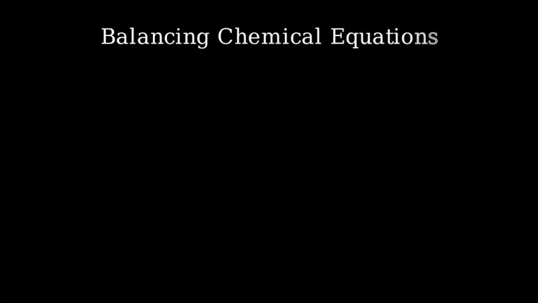This lesson on balancing chemical equations. Today, we'll learn how to balance the equation for the reaction between magnesium and oxygen gas to form magnesium oxide. Let's start by writing the unbalanced equation. We have magnesium plus oxygen gas yielding magnesium oxide.